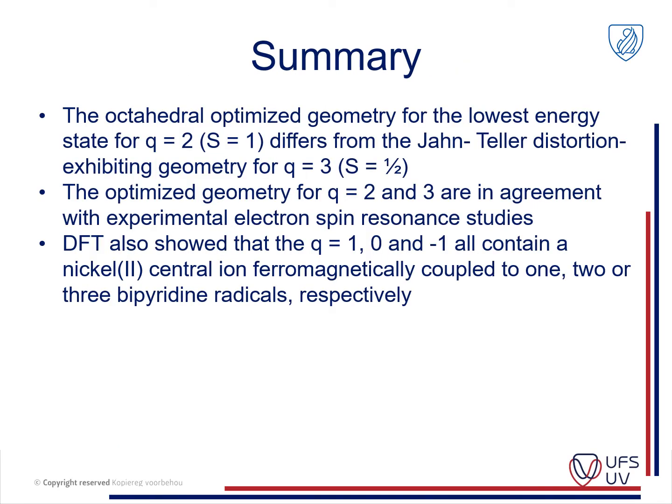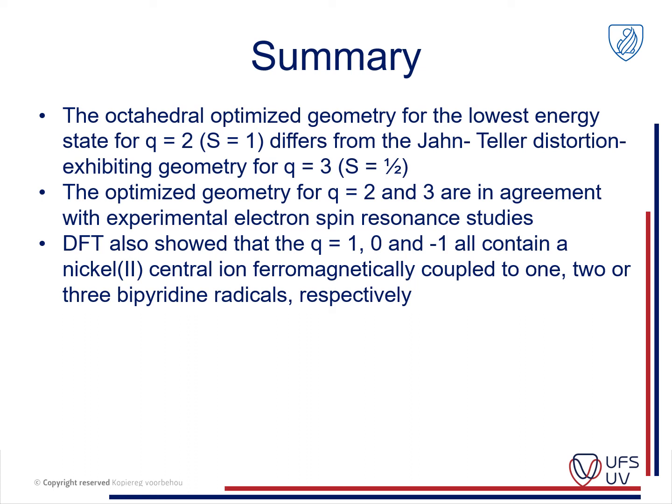In summary, the optimized geometry for the lowest energy state for Q equal to 2 is octahedral, while the geometry of Q equal to 3 exhibits Jahn-Teller distortion, in agreement with experimental ESR studies on the ground state and solid state crystal structures on the geometry.